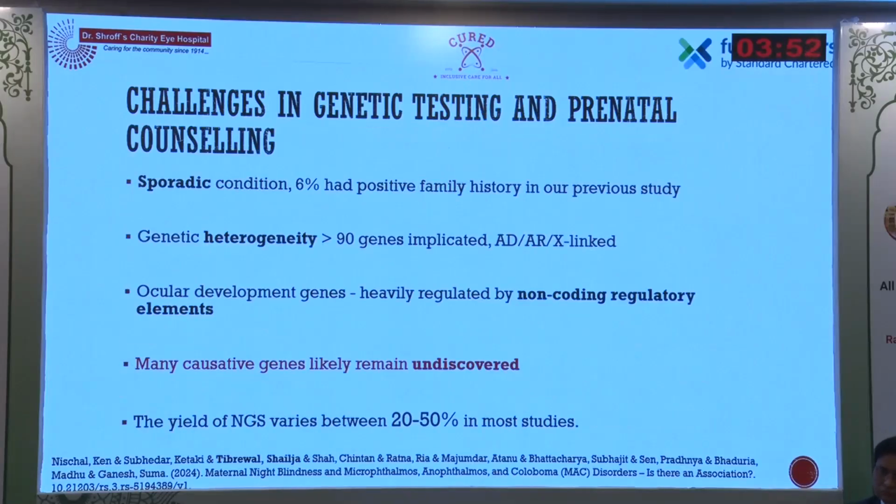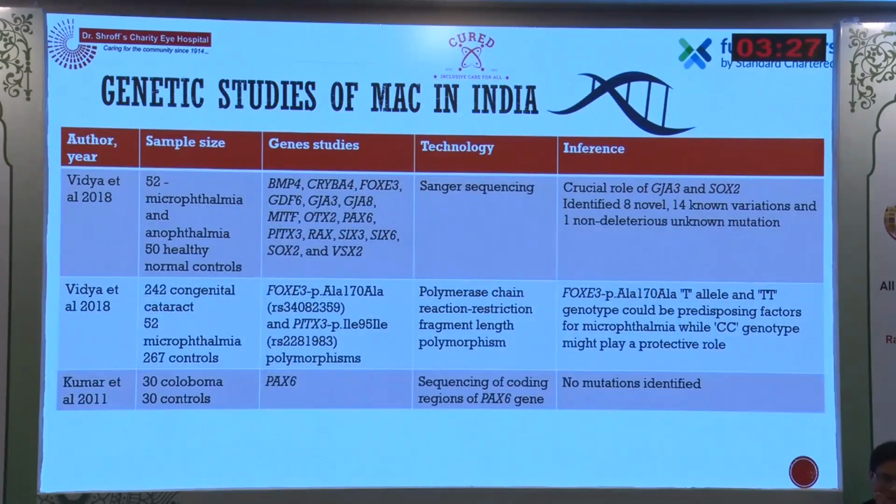But there are challenges even in prenatal testing in our population, because this disease is sporadic. There can be a lot of genetic heterogeneity in it. There can be non-coding regulatory elements that heavily affect these genes, but more likely many causative genes remain undiscovered, especially in an Indian population, and the yield of next generation sequencing varies between 20 to 50% in most studies. When we look back at the studies which have been done in India, there are only 3 very old studies using old technology, and several candidate genes have not been covered in these.